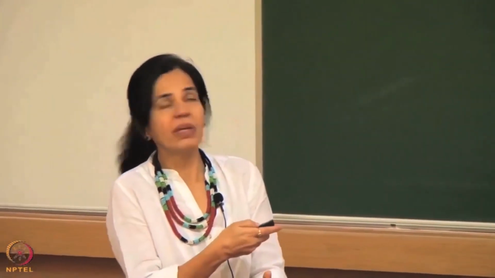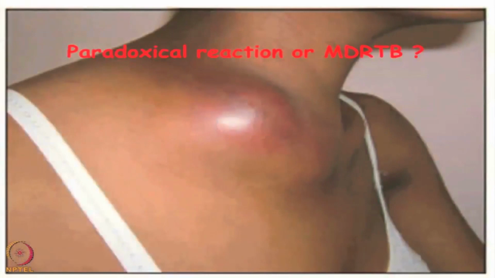This is a patient of TB who has come after treatment of this tuberculous lymph node with an increase in size. Now this could be because of a paradoxical reaction due to immune reconstitution in TB, or it could be because of multi-drug resistant TB. So unless you have a proper diagnosis, you don't know how to treat the patient, because MDR TB would need a second line anti-tuberculous treatment, whereas a paradoxical reaction needs only anti-inflammatory drugs.